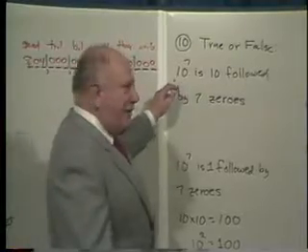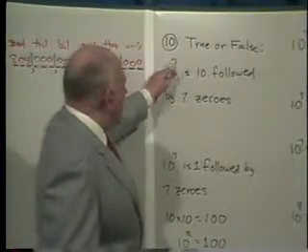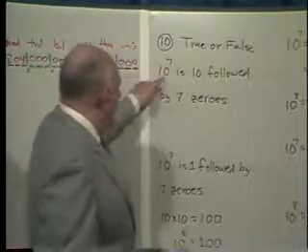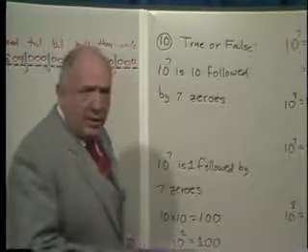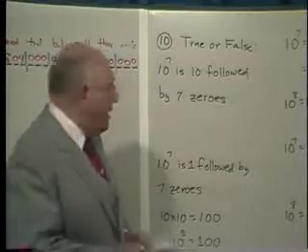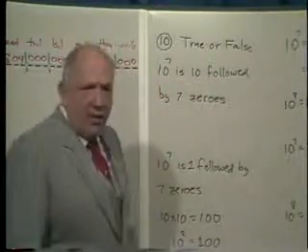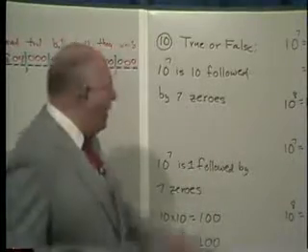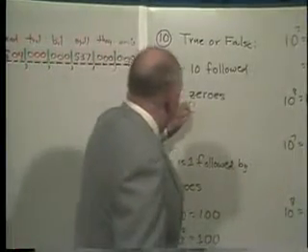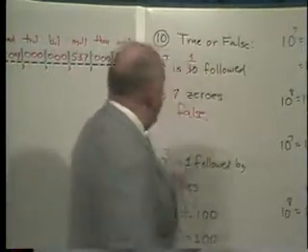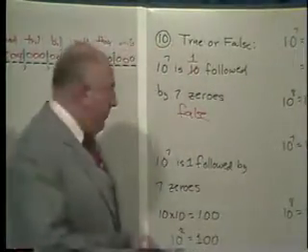But look what happens over here. I said 10 to the 7th power. Remember, 10 is called the base, 7 is called the exponent. This is read as 10 to the 7th power, okay? And that's called a power of 10. 10 to the 7th power is 10 followed by 7 zeros. Is that true or false? And the answer is, it's false. What it really is, is a 1 followed by 7 zeros.